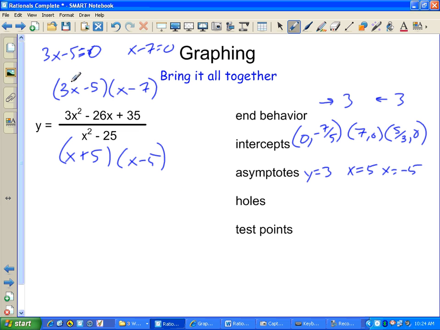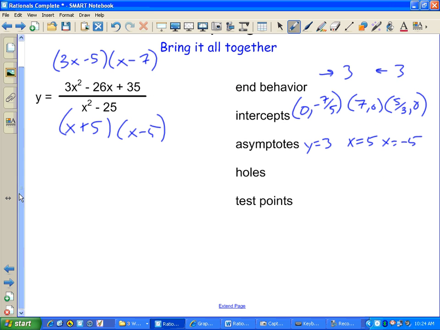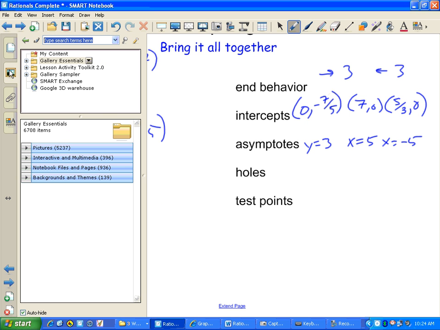Holes, if I look at my factored version, nothing's canceling out from the top and bottom, so I'm not going to have any holes. If I did end up canceling something here, I'd have to go back and remove it from my asymptote, okay, and make it a hole instead. Test points, we'll look at test points when we actually start graphing. So let's put all this stuff that we've got so far onto our graph.